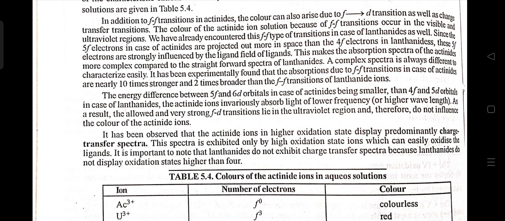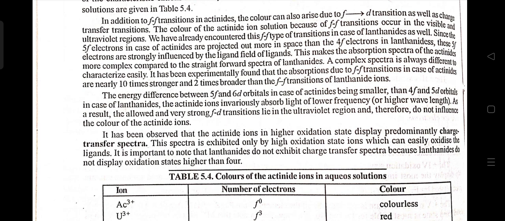Since the 5f electrons in the case of actinides are projected out more in space than 4f electrons in lanthanides, these 5f electrons are strongly influenced by the field of the ligand. This makes the absorption spectra of the actinides more complex compared to the straightforward spectra of lanthanides. A complex spectrum is always difficult to characterize easily.